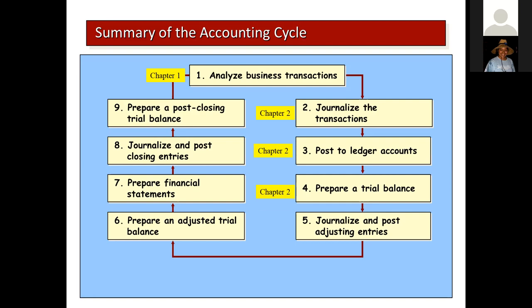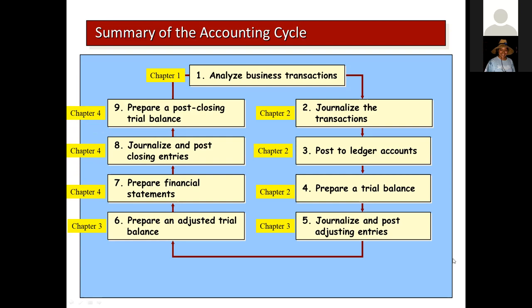Okay, once the trial balance is completed, there are some additional steps that have to be taken before they can actually prepare financial statements. That is journalizing and posting adjusting entries, which is the bulk of chapter three, and then preparing a trial balance. So these are the steps that have to be done during the accounting period in order to summarize what happened in the form of financial statements, which is the topic of chapter four. And once financial statements are prepared, the accountant can close the books for the next accounting period. So then we have to journalize and post what we call closing entries. And then there's the post-closing trial balance.